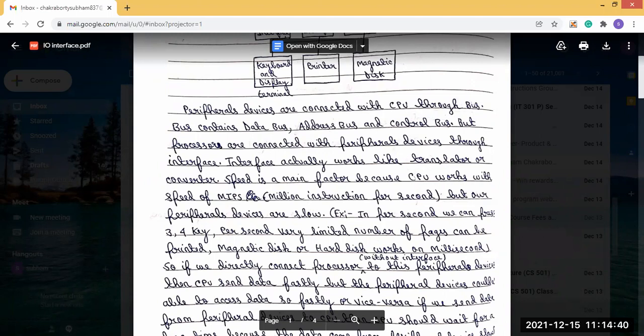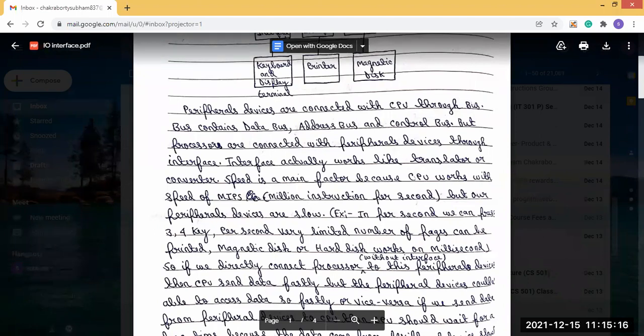If the data is being sent from the input output device, the CPU has to wait for the data to come, because it will sit idle. CPU speed is much higher, but input output device speed is very low. So the CPU will wait a maximum amount of time, and only after that will it receive the data. This is the problem when data flows from the input output device to the CPU.